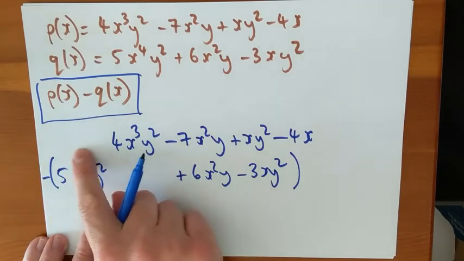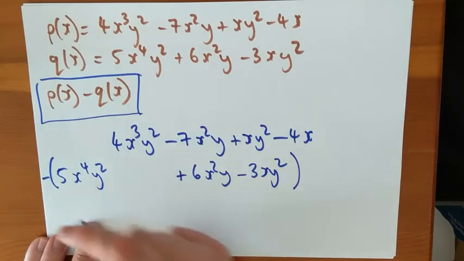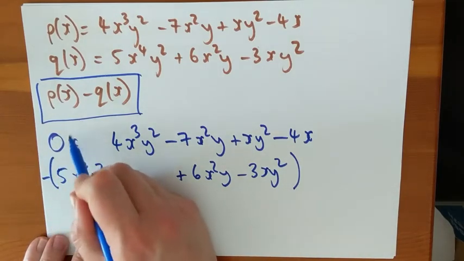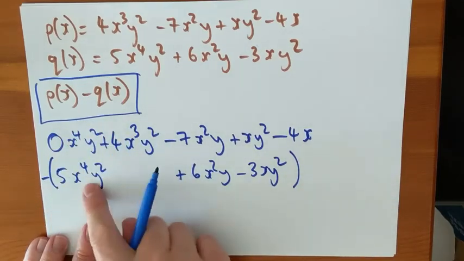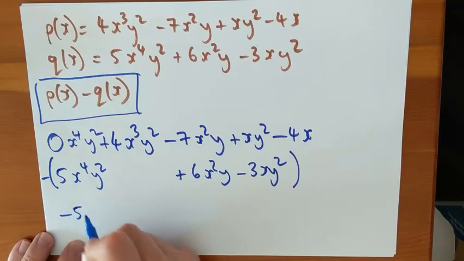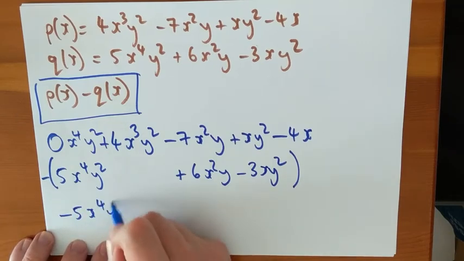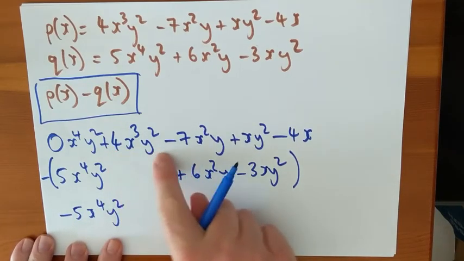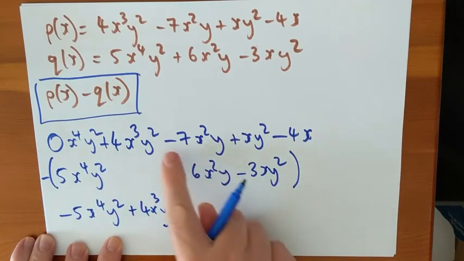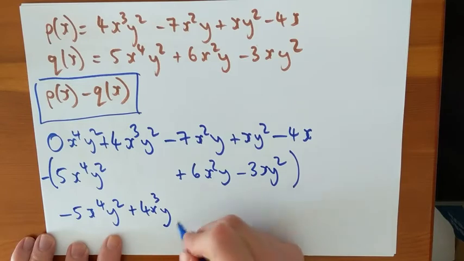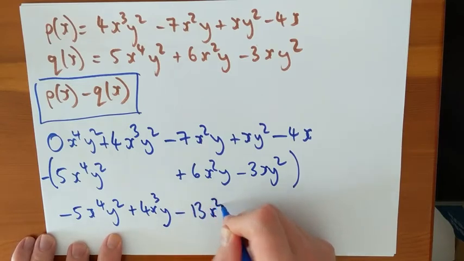So here I've got nothing to subtract this away from. So I can think of this as being 0 x to the 4 y squared. And I've got none of these, but take away 5 of them. That would give me minus 5 x to the power of 4 y squared. There's nothing being subtracted away from this one, so that stays the same. But here I've got minus 7, subtract away 6 would give me minus 13.